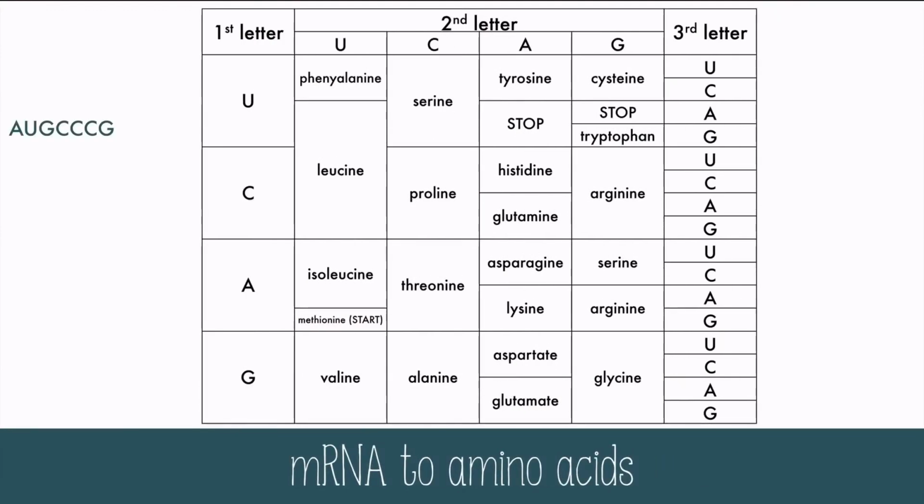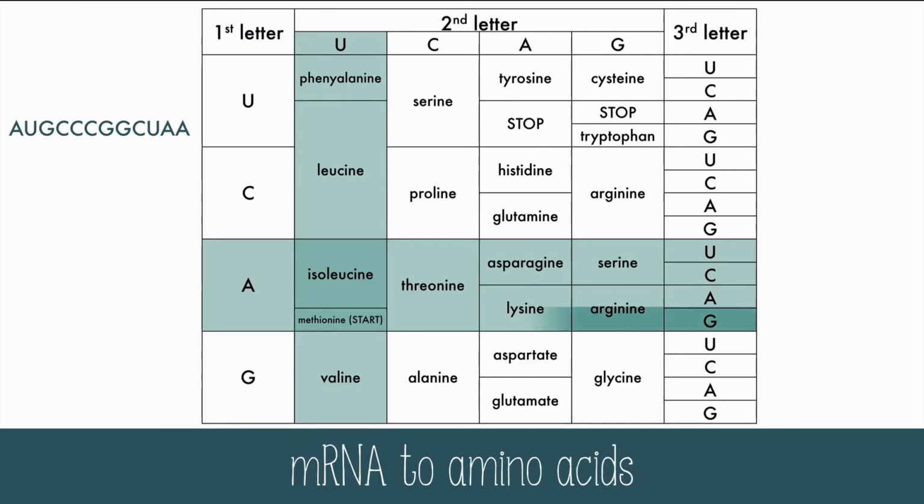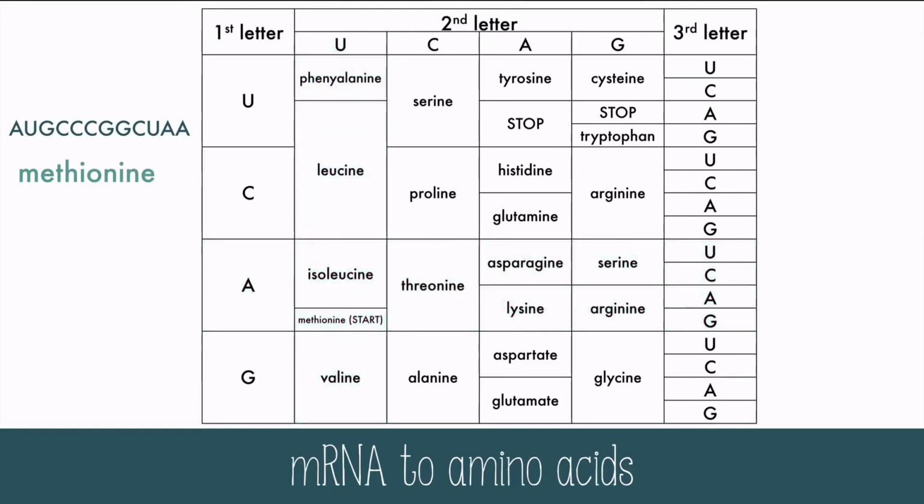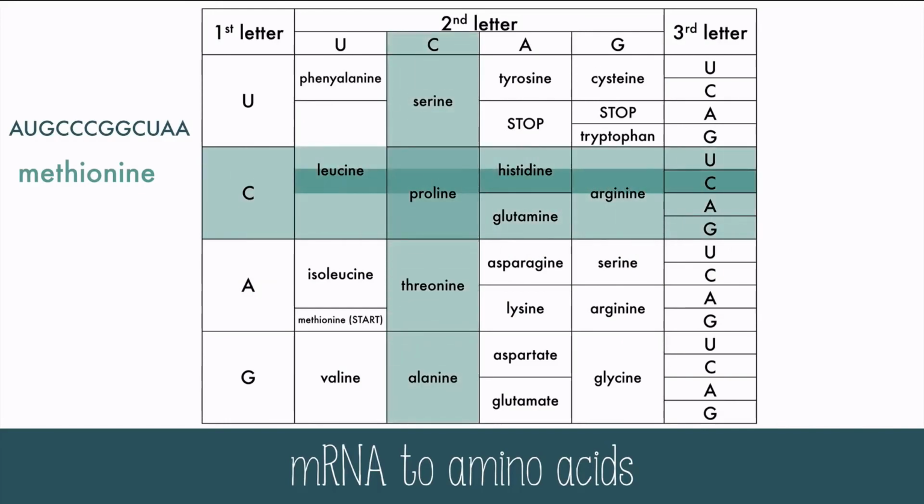So how does the triplet code for amino acids? Well, let's have a look at this table. So here we have an mRNA code and we need to look at each triplet code. So let's look at the first letter A, and then second letter is U, third letter is G, and that gives us the start codon, which codes for methionine. The next one, so the first letter is C, second letter is C, third letter is C, so that means that the amino acid is proline.